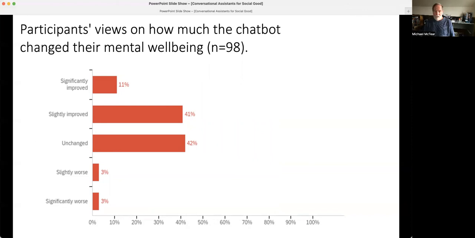If we combine significantly improved and slightly improved, we get a score of 52%. There were still quite a lot who said unchanged, and then a fairly small amount who said slightly worse, and then significantly worse.